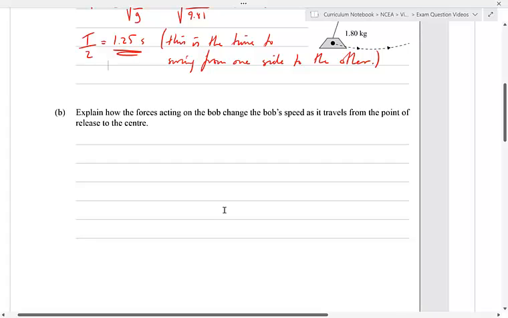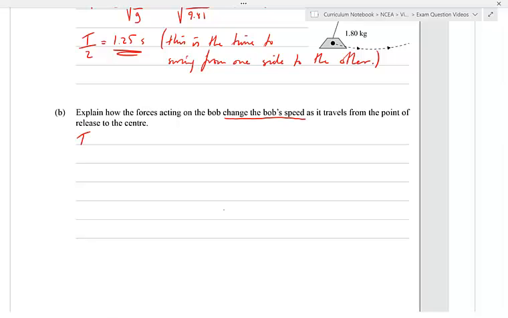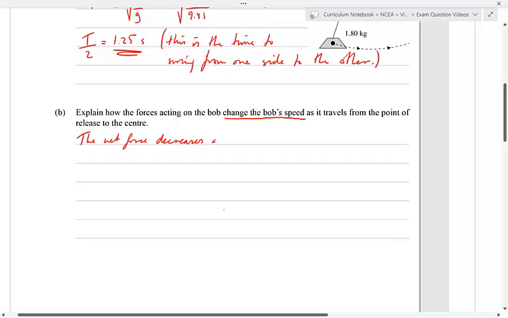Explain how the forces acting on the bob change the bob's speed as it travels from point of release to the center. So we can say, how do the forces change the bob's speed? So we want to explain how it changes the bob's speed. So the net force decreases as it moves towards the center.